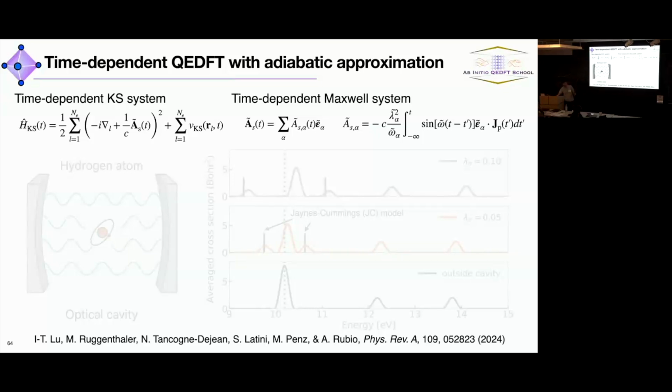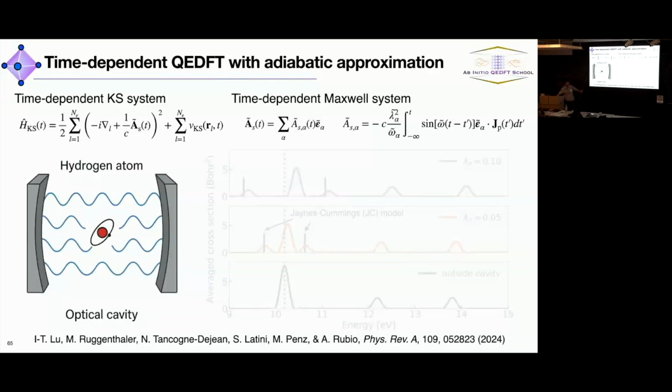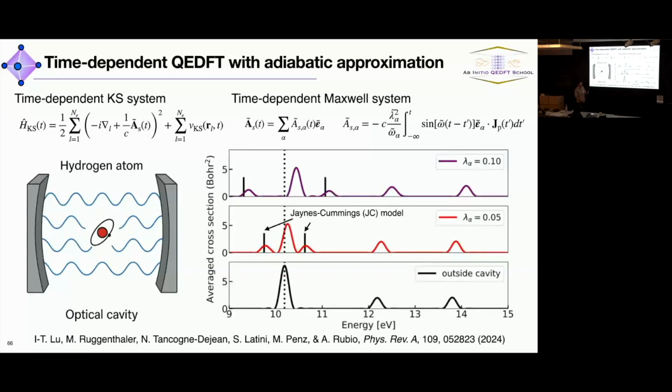Once we do this, this is a hydrogen atom inside the cavity, and shown here is the absorption spectrum. Outside the cavity, you are going to see the first peak, and this peak corresponds to the 1s transition to the 2p orbital. If I couple this peak to the photon field along the x direction, you are going to see the Rabi splitting happen. I also use a Jaynes-Cummings model, which is quite on top of each other.